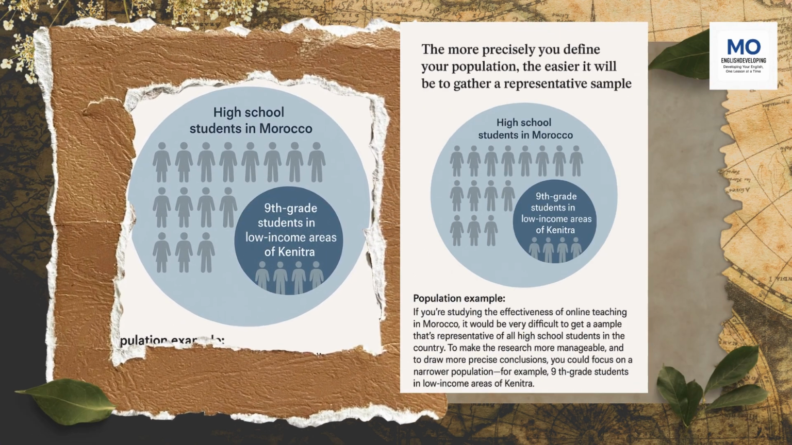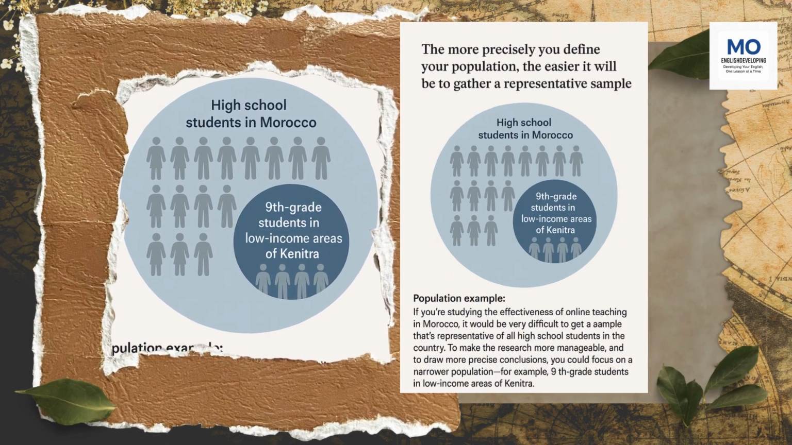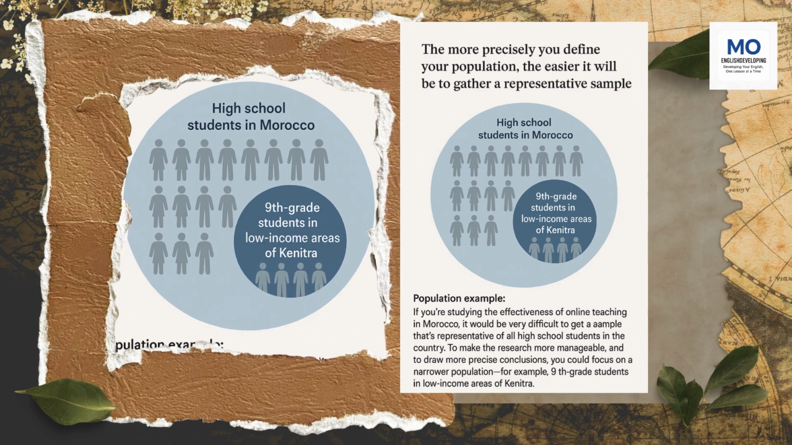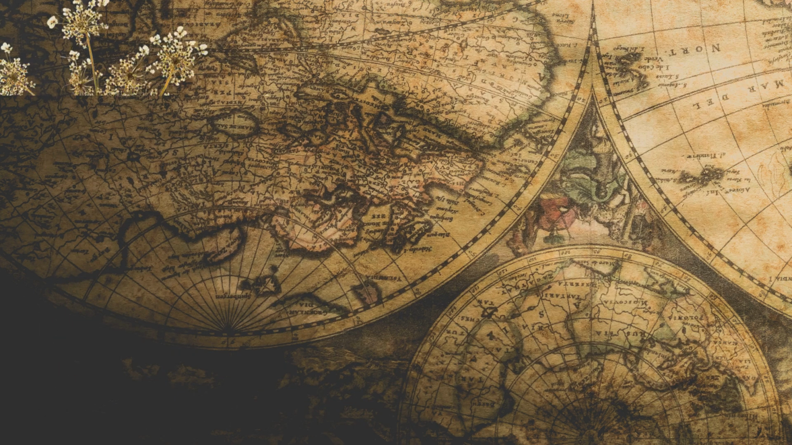Population example. If you're studying the effectiveness of online teaching in Morocco, it would be very difficult to get a sample that's representative of all high school students in the country. To make the research more manageable and to draw more precise conclusions, you could focus on a narrower population. For example, 9th grade students in low-income areas of Kenitra.